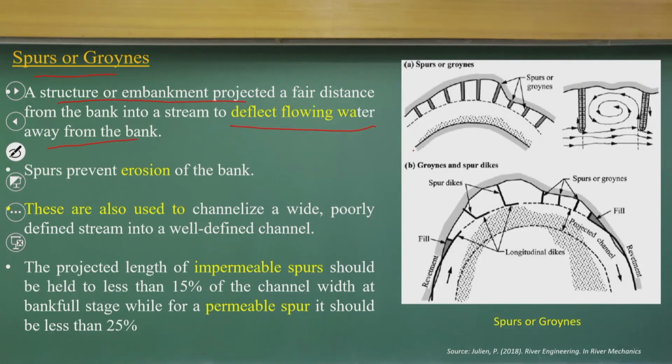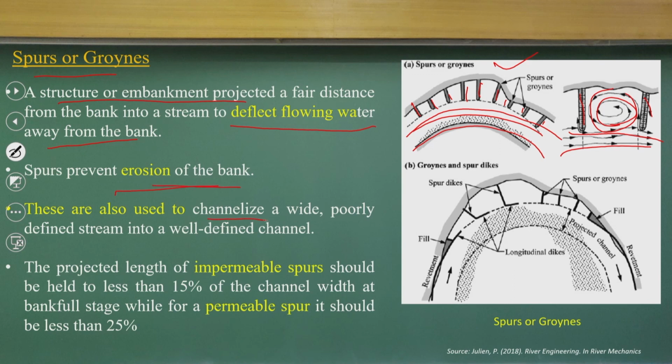If you look at these structures, if I have a series of spur structures here, because of that the flow will be deflected from this erodible bank. Exactly, if you look at the spur in more detail, the flow will deflect, and here it will create a zone with low velocity. So, that is the reason it prevents erosion of the bank.